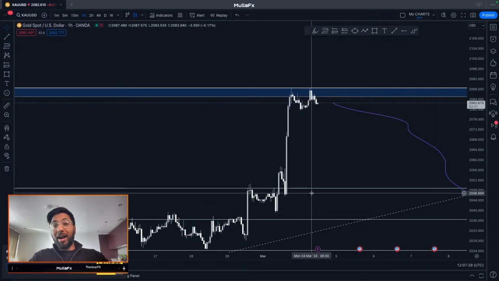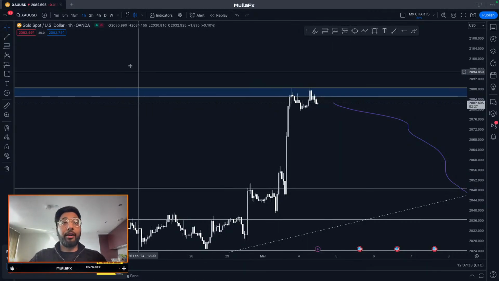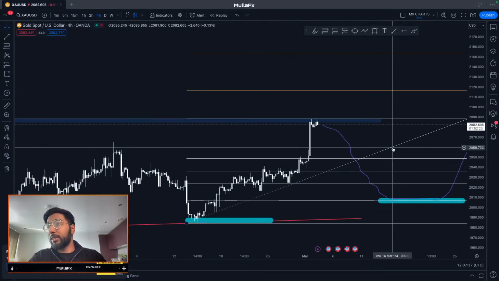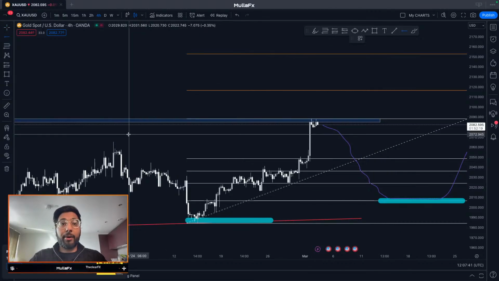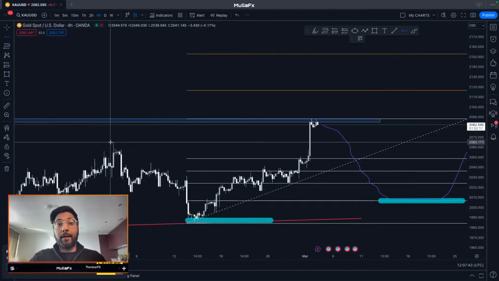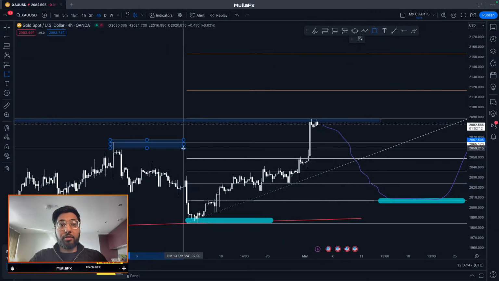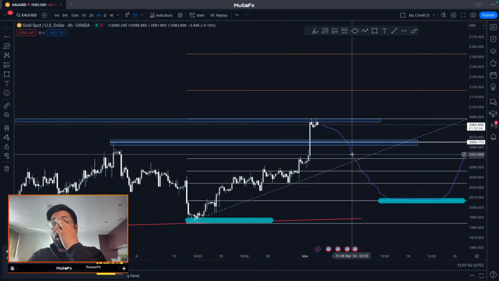And maybe even price getting to, like one of the comments said, 2064.01. Let me have a look at that. 2064.01. So you're anticipating price to get to this level right here. Am I correct? Like around this area. That's plausible. That's very, very plausible. I agree.